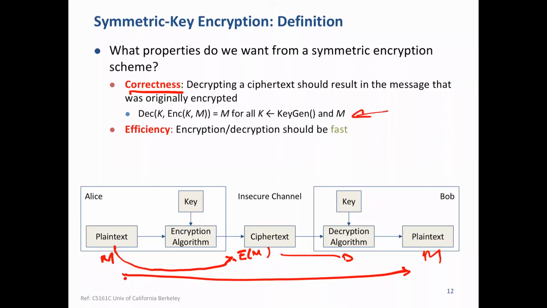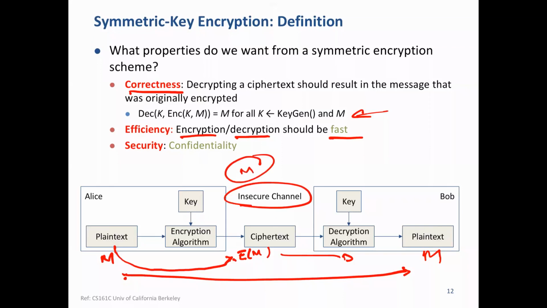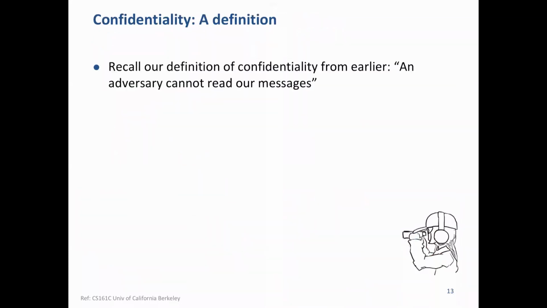Second is efficiency. Encryption and decryption should be fast enough. It should not take days or months; it should be unnoticeable, very, very fast. So the encryption algorithm has to be efficient. Third is confidentiality. It means that somebody in between should not be able to decipher or find out what M is. M cannot be found out by looking at the ciphertext. That's it.